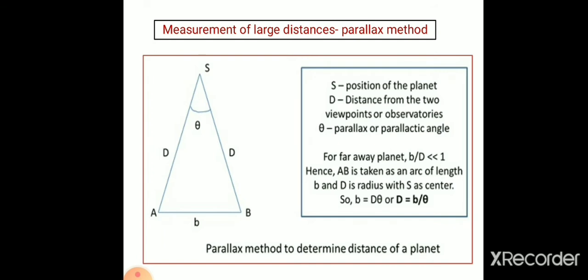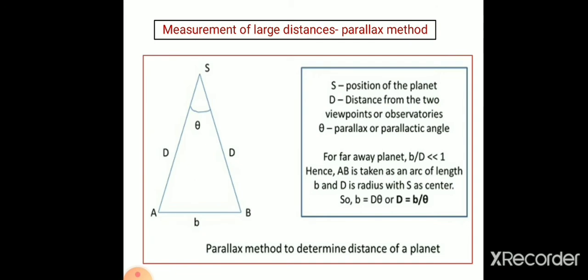Considering the measurement of large distances using the same method of parallax. Here, from the figure, let us suppose that S is a distant object, for example, any planet, and capital A and B are two different positions on the earth from which we are observing this planet S. The distance between A and B can be called as the basis, and it can be marked by small letter b.